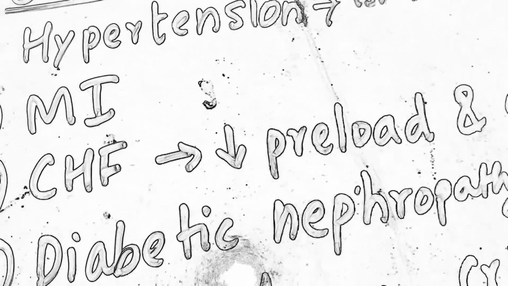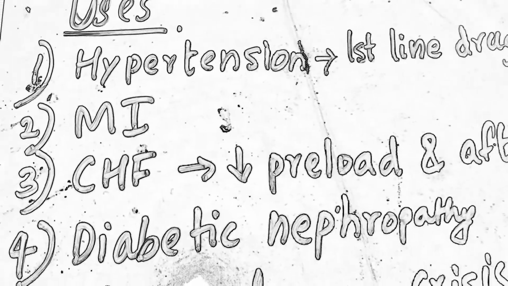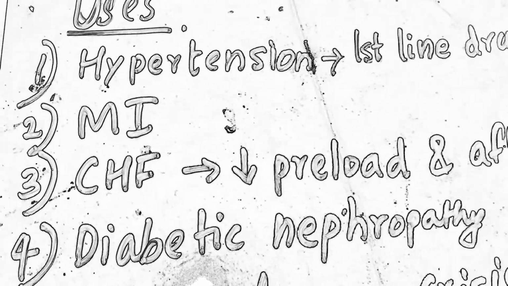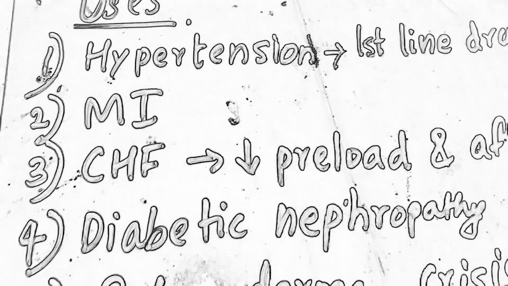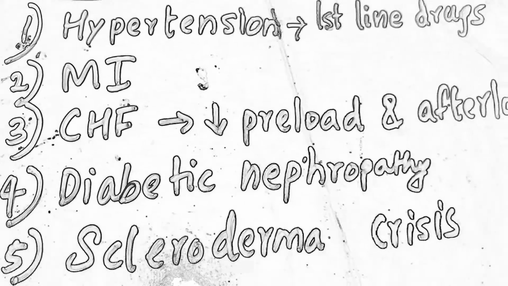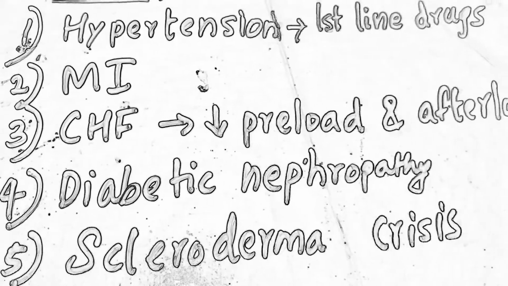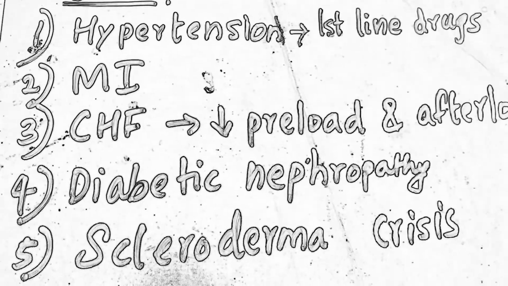In diabetic nephropathy, prolonged ACE inhibitor therapy has been found to prevent or delay end-stage renal disease in type 1 and type 2 diabetes. In scleroderma crisis, a marked rise in BP is reduced by ACE inhibitors, and it also improves the renal function.